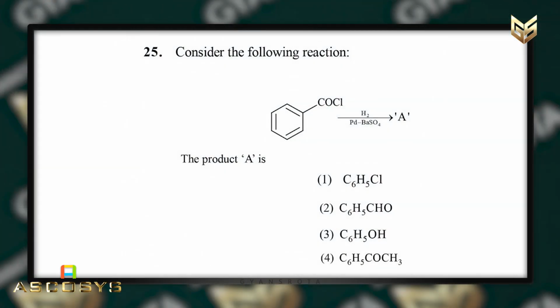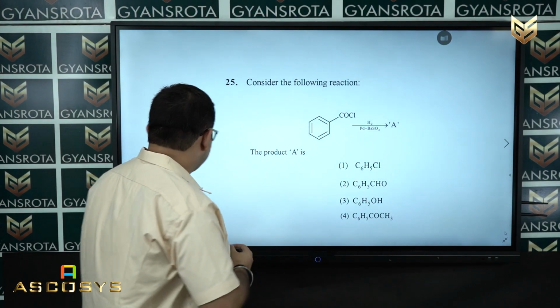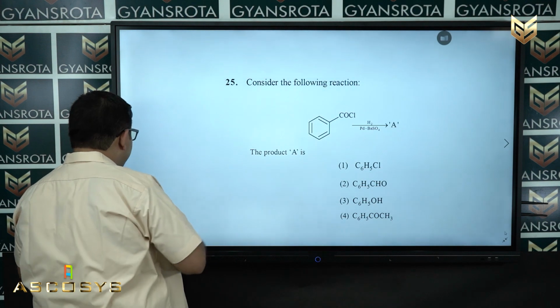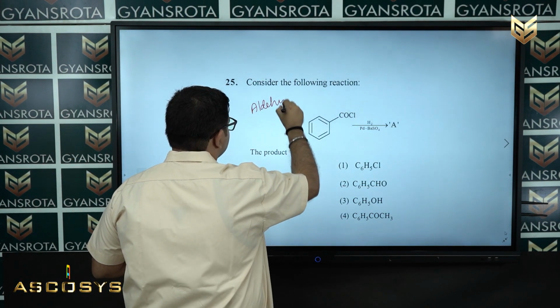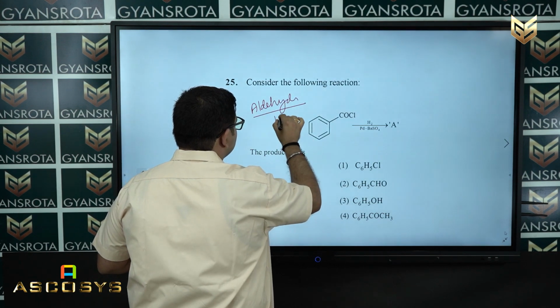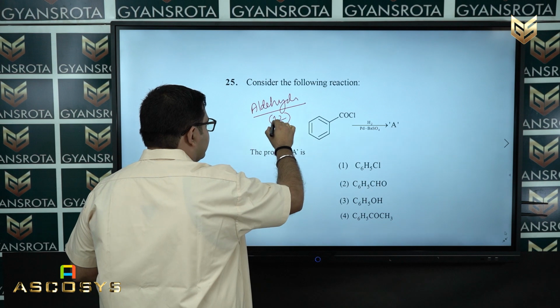Question number 25 is on your screen. Consider the following reaction. The reaction is given on your screen and they asked what the product A is. So now we are moving to the solution part. This question is very easy and basically comes from the aldehyde and carboxylic acid chapter of your class 12 NCERT.